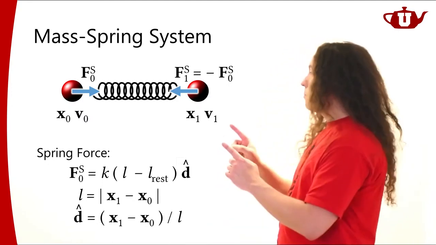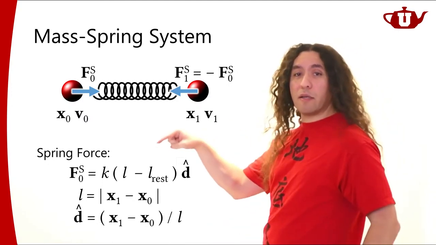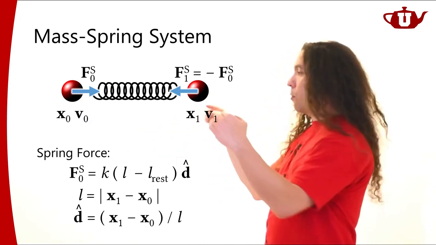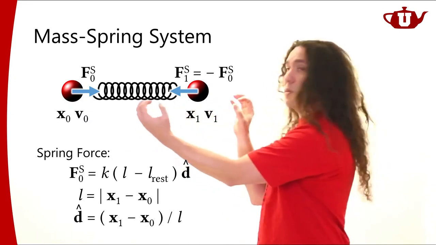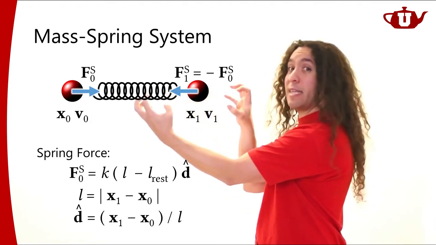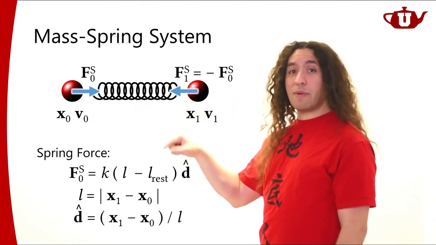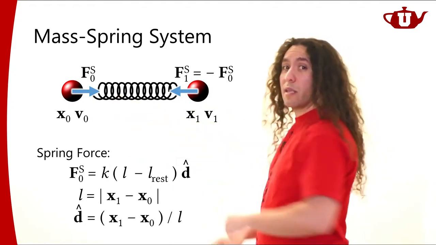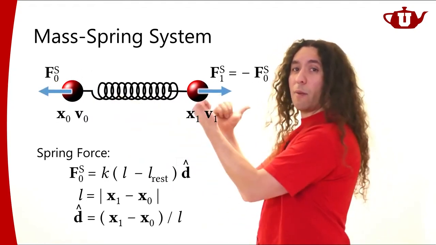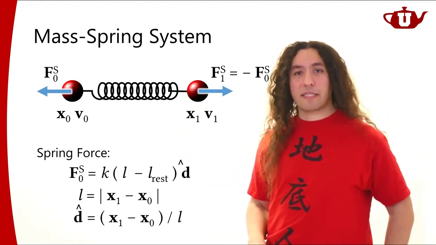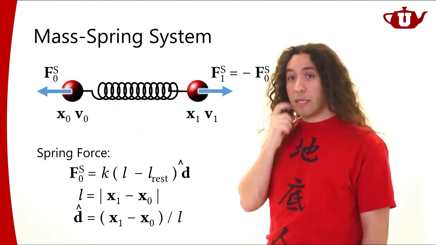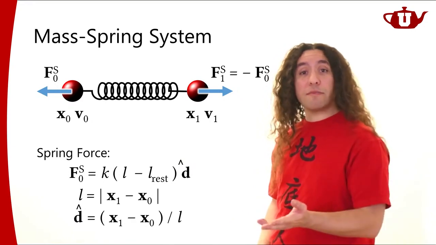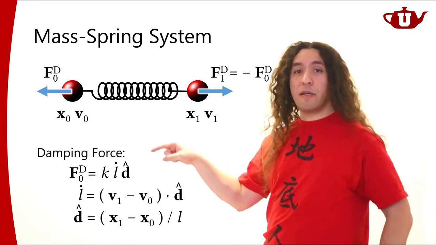And of course, the direction of the force depends on this comparison between the current length and the rest length. In this case, the force is pulling the particles together. That means the spring was extended. That means the rest length was shorter than its current length here. If the rest length was longer, the spring would be applying forces in the opposite direction. It would try to extend the spring to bring it closer to its rest length. So this is the formulation for the spring force. And my damping force is going to be fairly similar. Again, the same formulation.